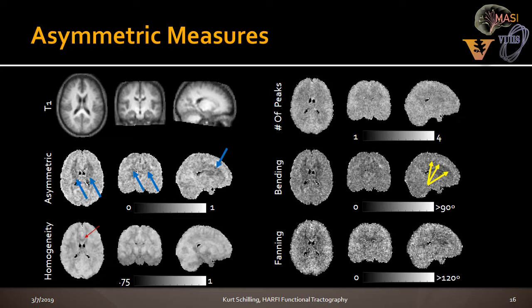We also can examine the number of peaks, the bending angle, which again shows large angular bending, maybe where we'd expect U fibers to curve sharply, as well as fanning index, which is unique because this indicates that a lot of the fanning may be happening at the white matter-gray matter interface or in the cortex itself.